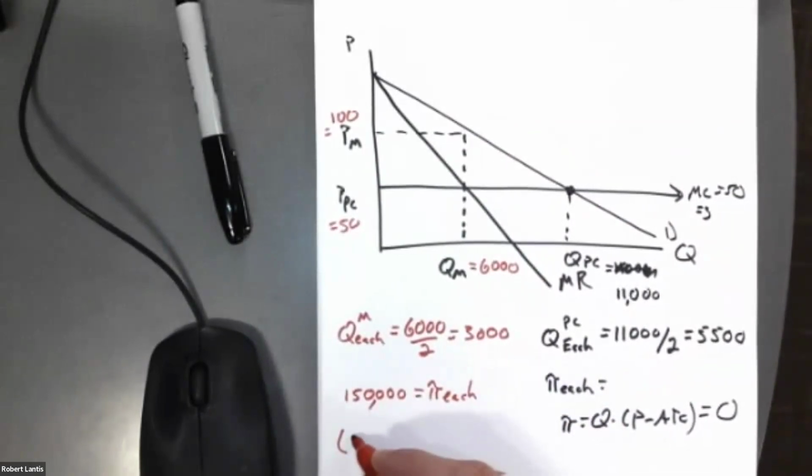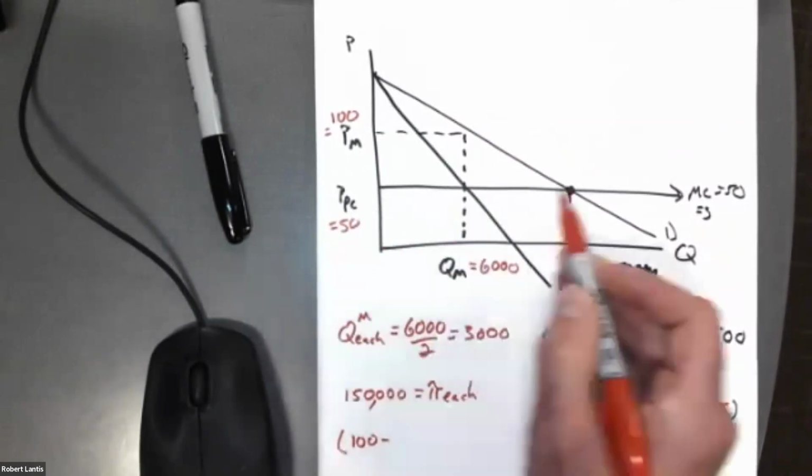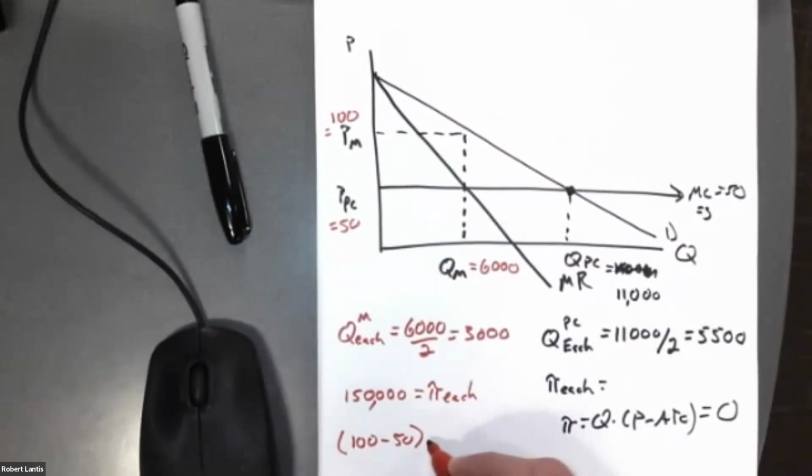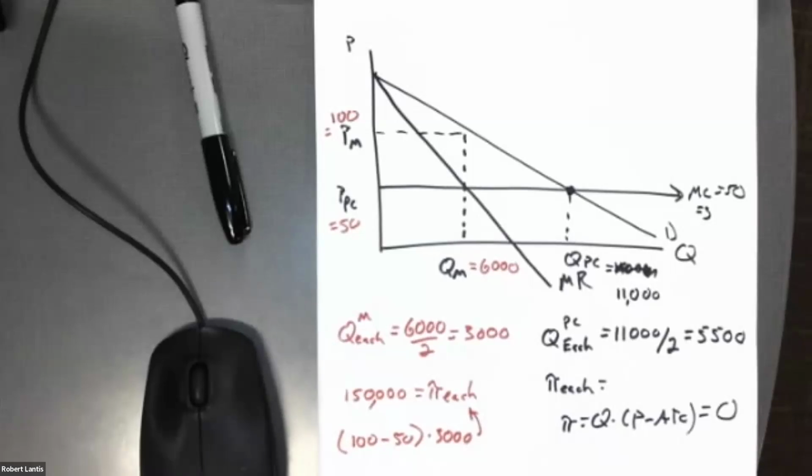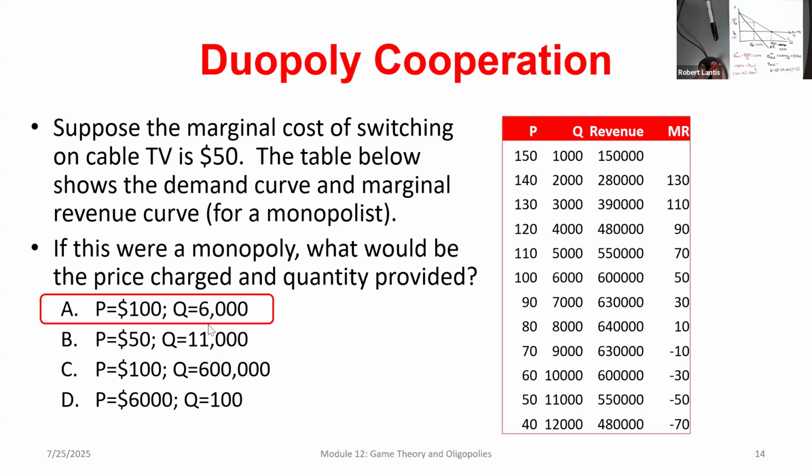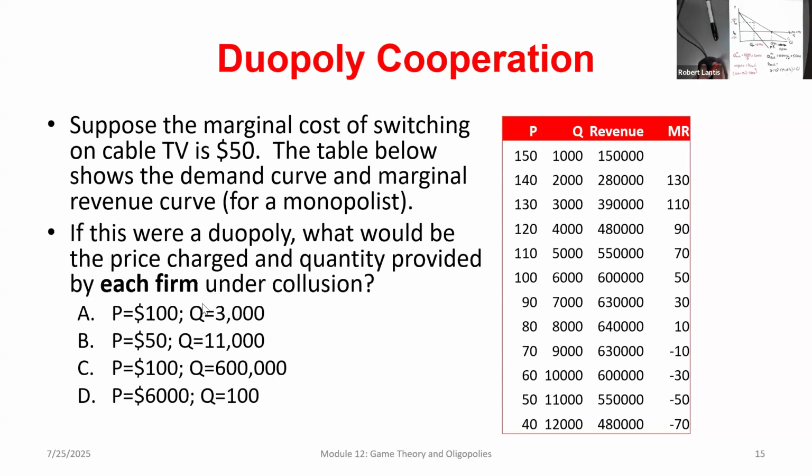Where was I getting that? Price was 100. My constant marginal cost was 50, times I'm producing 3,000 units. That gave me that profit of 150,000. Okay. So each firm, the total quantity in the market is 6,000, but each firm, yes, they're still charging that same price of 100, but they would each be only producing half of the total quantity in the market, or 3,000. Okay.